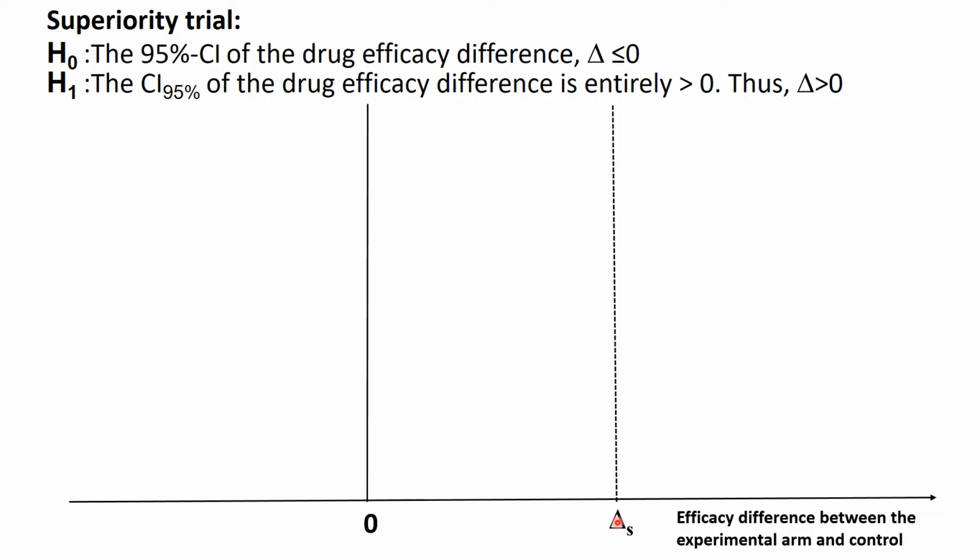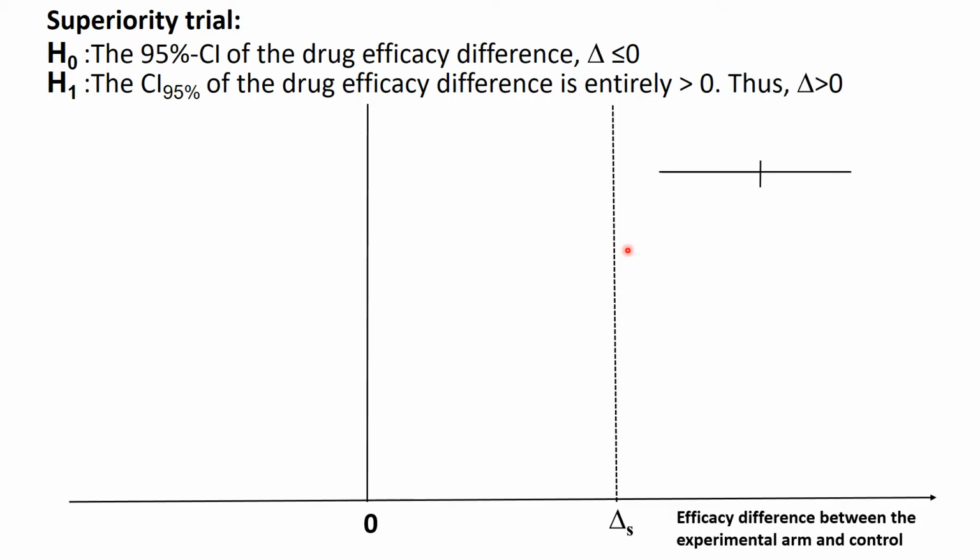Now, the alternative hypothesis is that, with a level of confidence of 95%, the interval of the difference in efficacy between the treatment arm and the control arm should be what? Greater than 0. That's to say, the lower boundary of the interval of the difference at a confidence level of 95% should be greater than 0 for us to say the new treatment is superior to the existing treatment. We've already seen this hypothesis, but I'm just trying to remind you.